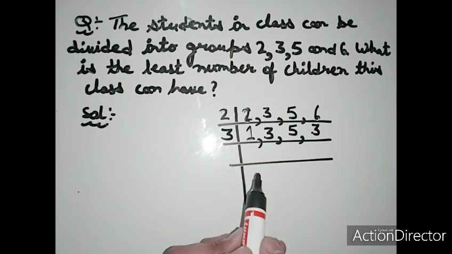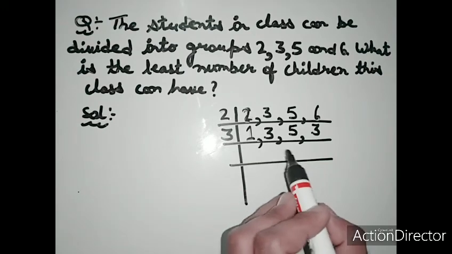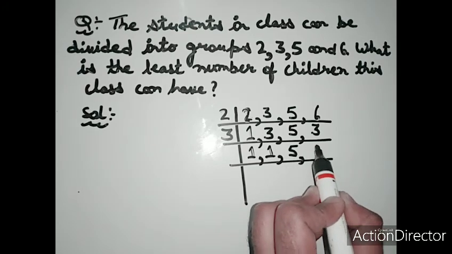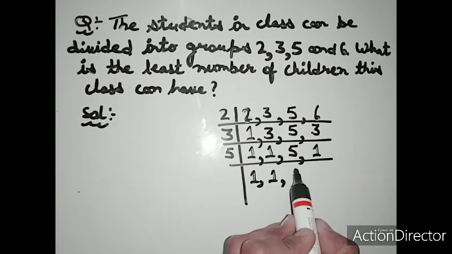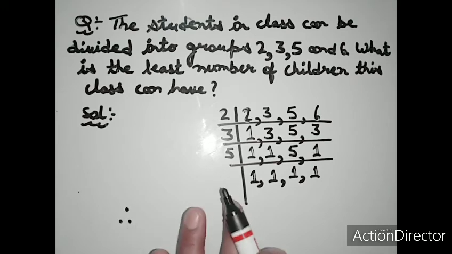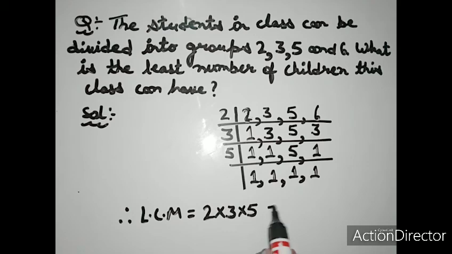Now we take 3 here. You follow this sequence like 2, 3, 4, 5, 6. Now we write 1 as it is, 3 1s are 3, 5 as it is, 3 1s are 3. Now we take 5, write 1 as it is, 1 as it is, and 5 1s are 5, and write 1 as it is. Now we write the LCM of these numbers: 2 multiplied by 3 multiplied by 5. So 2 3s are 6 and 6 5s are 30.